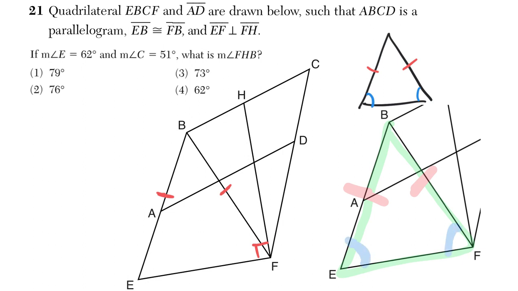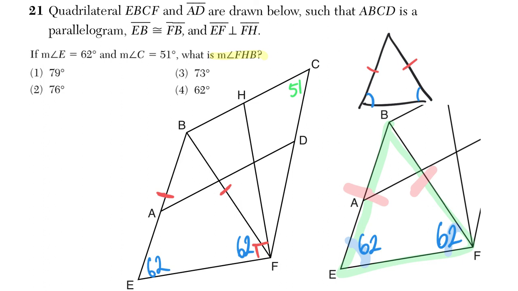All right, and so what do I know then? If angle E is 62 degrees, okay, this is 62, and then by that logic, this has also got to be 62 degrees. Amazing. And then it says if angle C is 51 degrees, so this is 51, our objective is to figure out the angle measure of FHB.